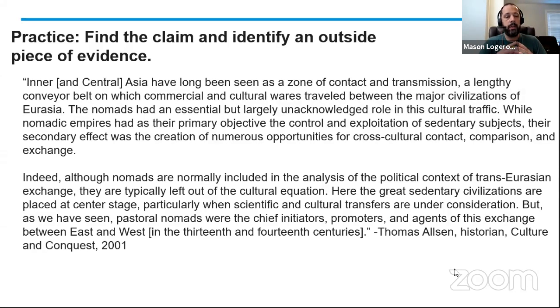Here, we have another secondary source, but I want you to do things a little bit differently this time. I want you to find the claim, just like we already have. But this time, I want you to identify an outside piece of evidence, something that's not mentioned here in the passage, but something that comes from your big brain. Or if you're struggling during this 5 minutes, grab your notes, grab your textbook. But let's find an outside piece of evidence that also proves the claim of the author. Okay, so I want you to go ahead and pause right now. Ready? Pause.